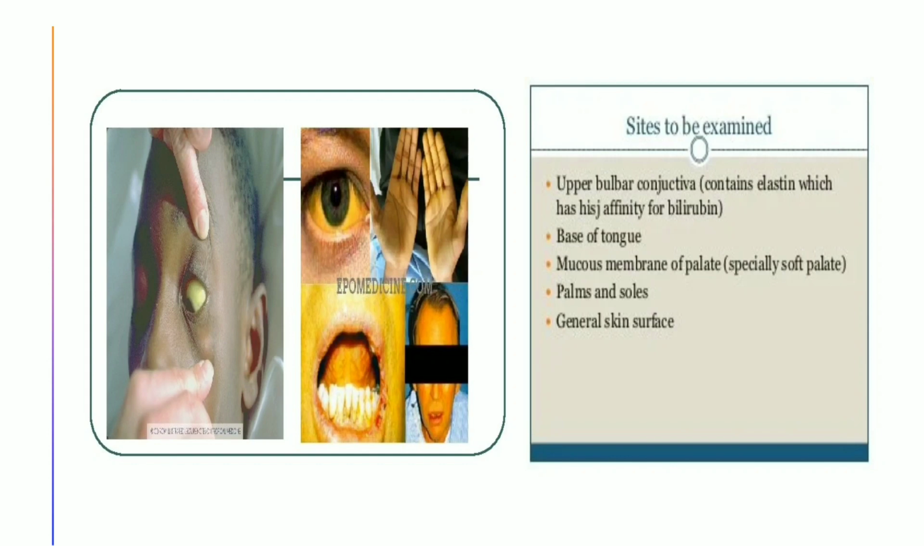The upper bulbar conjunctiva contains elastin, which has an affinity for bilirubin. So why the upper bulbar conjunctiva? Because it contains elastin and it has the affinity for bilirubin. So on this you can see how we are seeing the jaundice here on the upper bulbar conjunctiva. The base of the tongue we also see, the mucous membrane of the palate, palms and soles, and the general skin surface, and it should be seen in daylight.